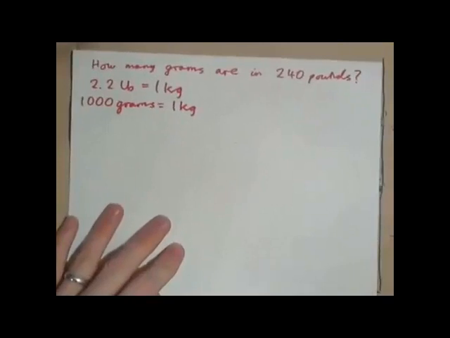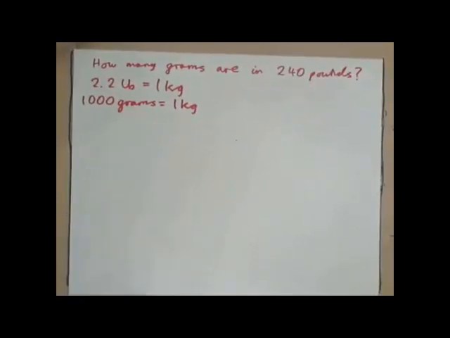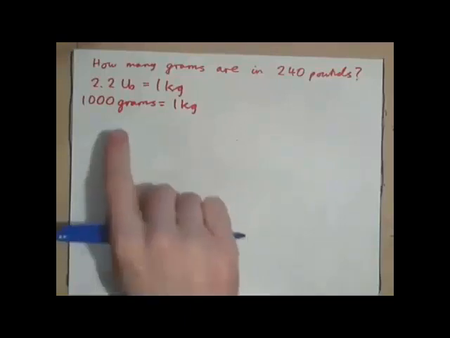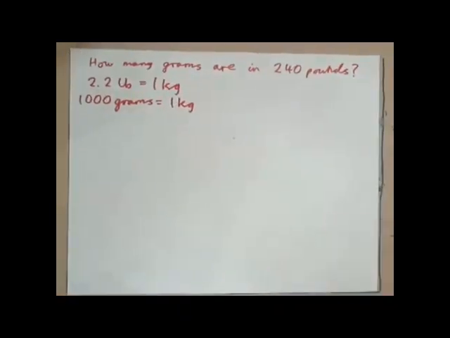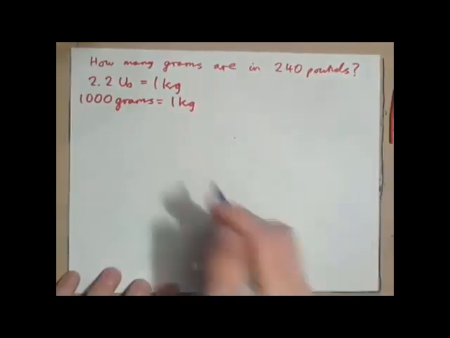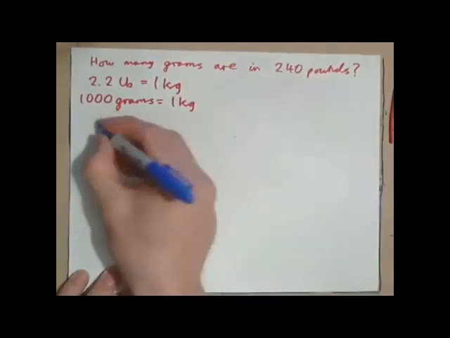So have a look at this one. How many grams are in 240 pounds? 2.2 pounds equals 1 kilogram. 1,000 grams equals 1 kilogram, right?